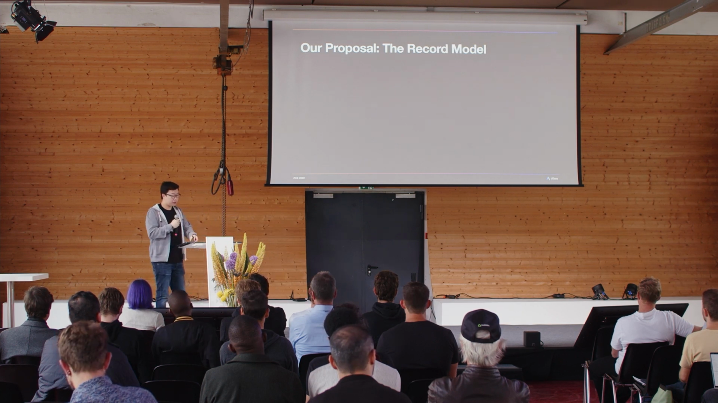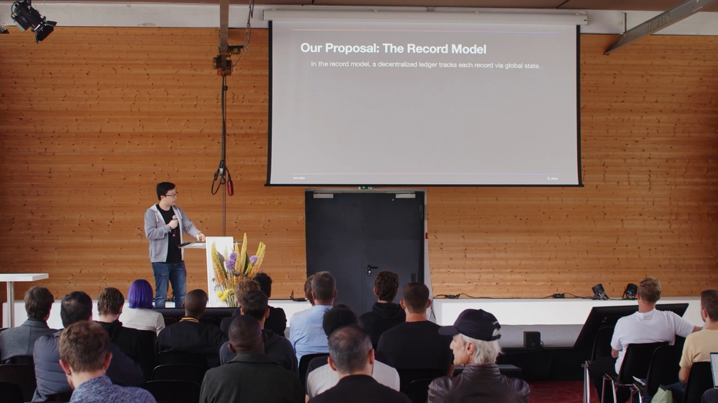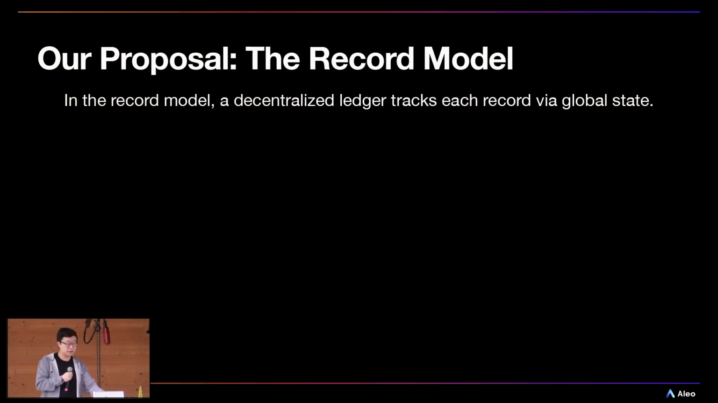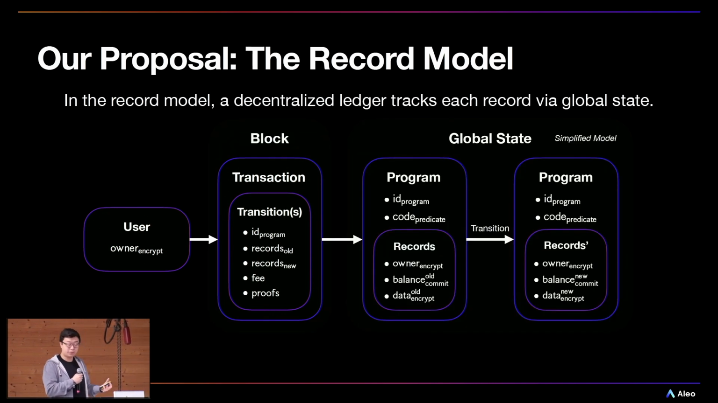So the proposal that we came up with was to introduce something called the record model. What is the record model? Well, in the record model, the decentralized ledger now tracks the records of each account in global state. And to perform a state transition, users generate a transaction computing a zero-knowledge proof that attests to the state transition for the given execution. Once the transaction has been verified and confirmed into the next block of the ledger, the program updates itself internally. And this transitions that previous state into the new state of the program.